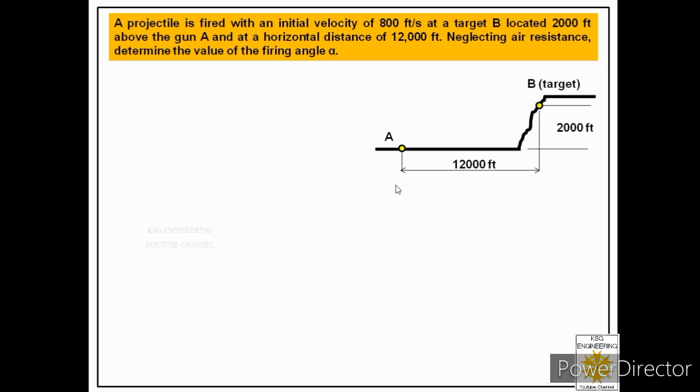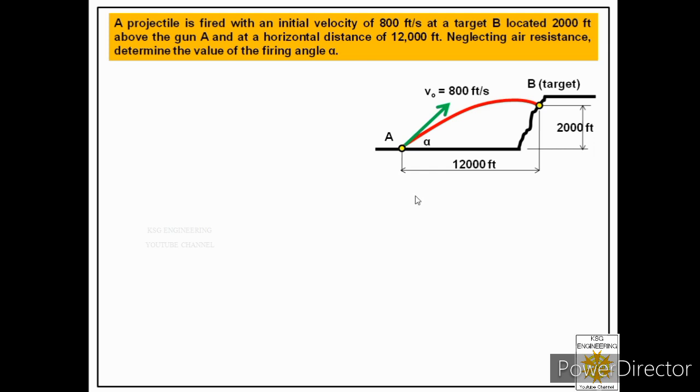So we are given one situation over here. A is the point where we have placed the gun, and B is the point which is the target of the gun, and a projectile is fired from the gun to that target with an initial velocity of 800 feet per second, and the angle of this initial velocity with the horizontal is given to us as alpha, and we have to find the value of this alpha.